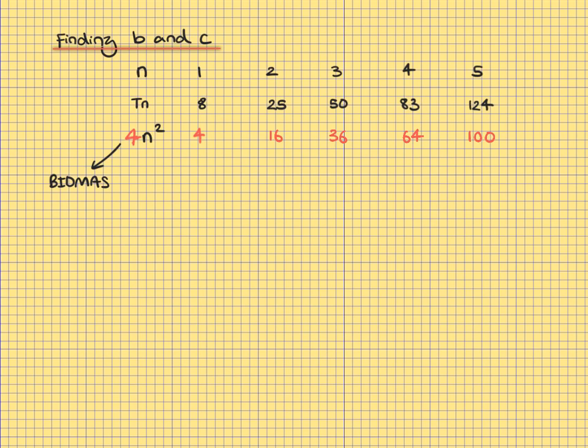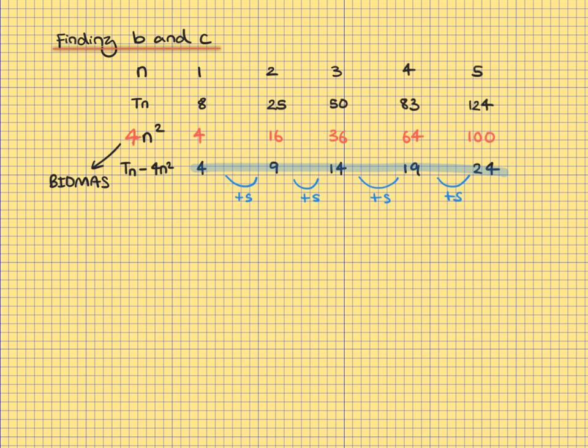Now the next row is going to be Tn take away 4n squared. So each of the Tn values subtract the value of 4n squared below it. So this gives me 4, 9, 14, 19 and 24. And we can see here very clearly that we have a linear sequence in this part of the table. Now, finding the nth term for just this portion here, which I'll highlight in blue, is easy.